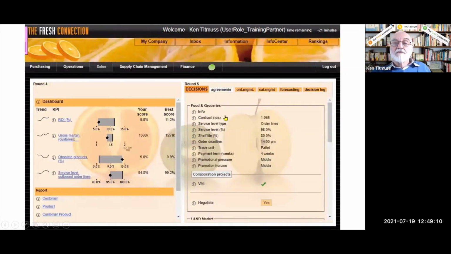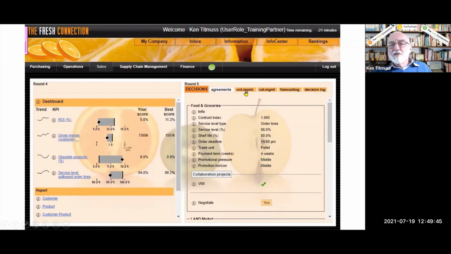Sales was the same. Here we've got our agreements with our customers. Again, you can see here's the contract index here for food and grocery. It's 1.065. So we're getting a little bit more for our product than the basic price, because we're promising a lot more. I can see that this team here decided on a service level of 98% and to give the customer 80% of the shelf life. So they're giving them a bit more shelf life. And so we're getting a better price for it.